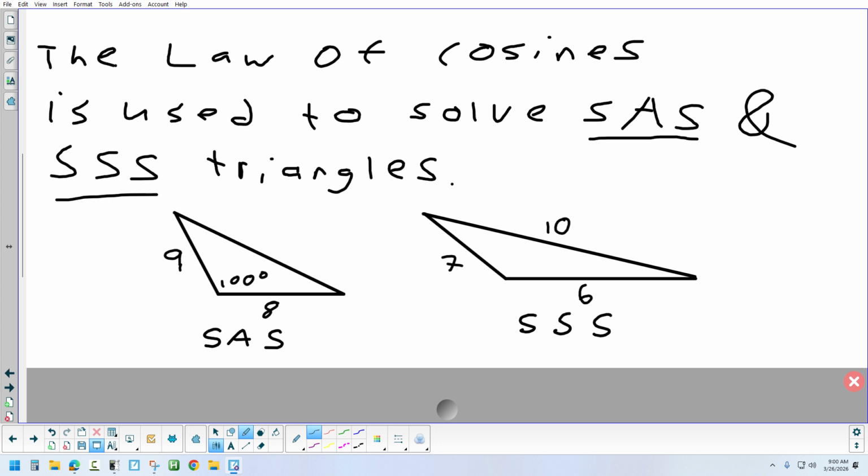So what always has to happen in a side, side, side triangle, or any triangle, is that any two sides added together have to be bigger than the third. I will always give you a side, side, side problem where that happens. So you're not going to have to worry about a no solution with side, side, side. If you check this, 10 plus 7 is bigger than 6. 10 plus 6 is bigger than 7. And 7 plus 6 is bigger than 10. So yes, any two sides added together there are bigger than the third. For our purposes, it always will be.